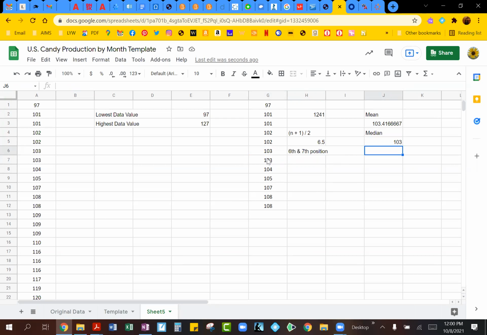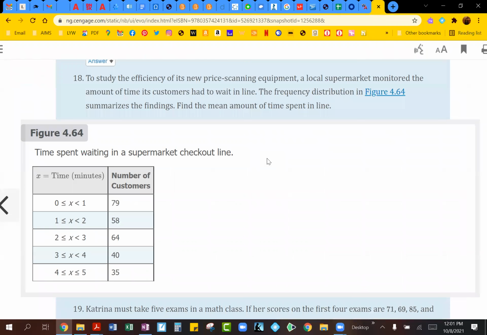And of course, in this case, we know it's going to come out to be 103 because you're adding the same number. But let's say it was 103 and 104 in the 6th and 7th position, then your answer would have come out to be 103.5. So if you have an even number of data values, then you will have to take the two centermost numbers that you have in there and then take their average to find the median. So again, let's see if we can just do a quick example from our textbook over here.